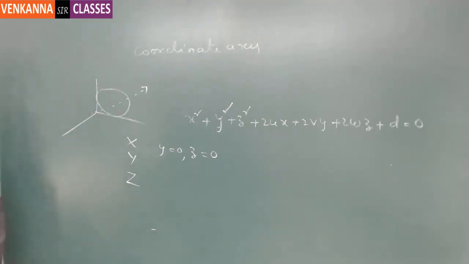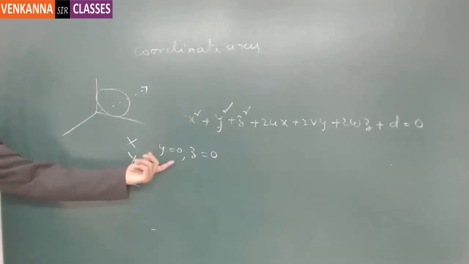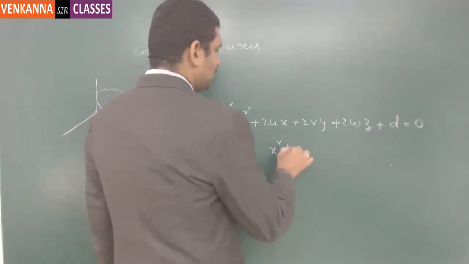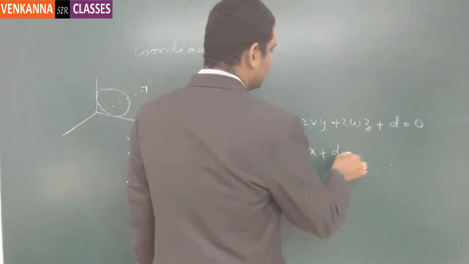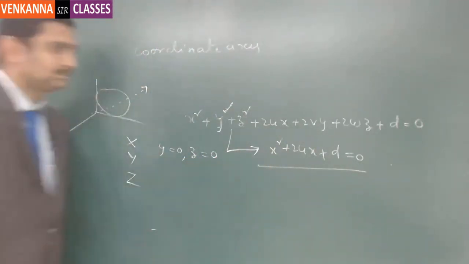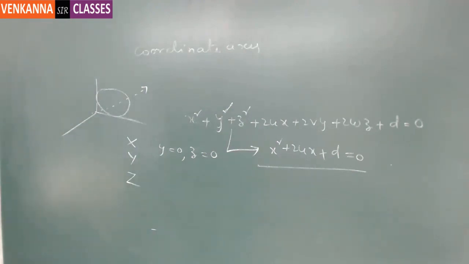Now, if you substitute these values in the given sphere, then you get x square plus 2ux plus d is equal to 0. So the given sphere equation will become like this. Please understand, our intention is to calculate the values of u, v, w, d so that we can find the sphere equation. For that we are using the conditions one after the other. It is touching the x-axis, the y-axis, the z-axis. So what is u, what is v, and what is w?